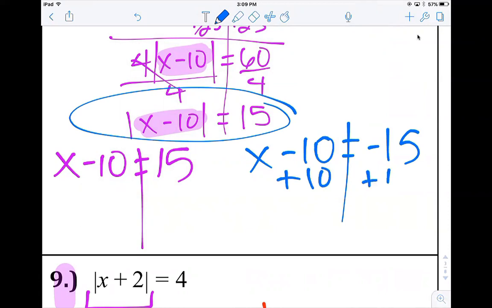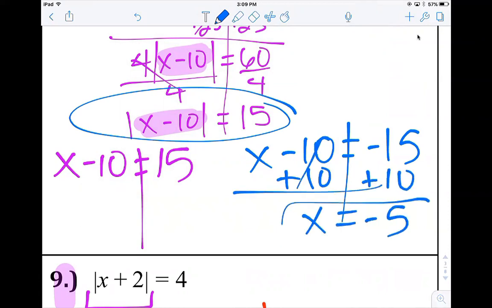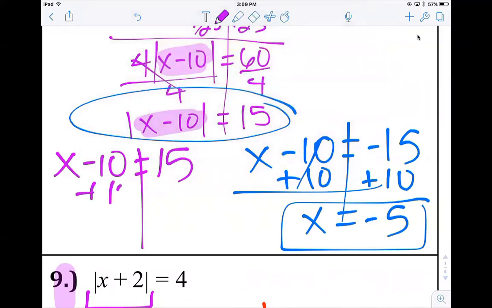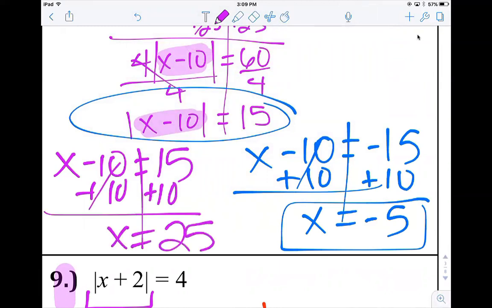So we're going to add 10 to both sides for both of them. So one answer is going to be x equals negative 5. Add 10 over here. 10 plus 15 is going to be x equals 25.